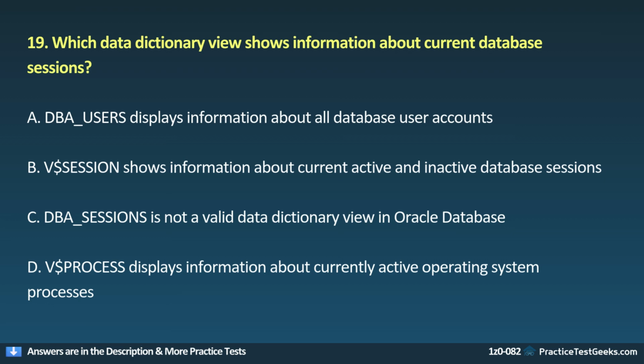19. Which data dictionary view shows information about current database sessions? A. DBA_USERS displays information about all database user accounts. B. V$SESSION shows information about current active and inactive database sessions. C. DBA_SESSIONS is not a valid data dictionary view in Oracle database. D. V$PROCESS displays information about currently active operating system processes.